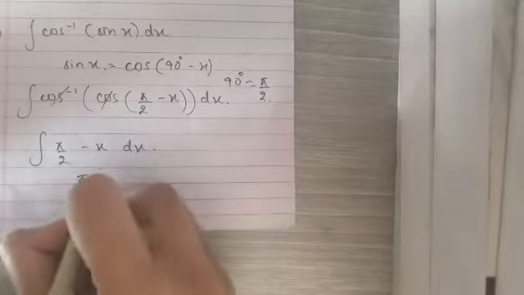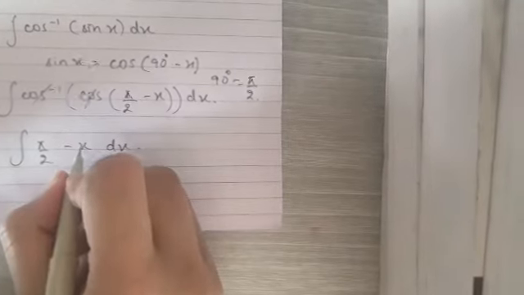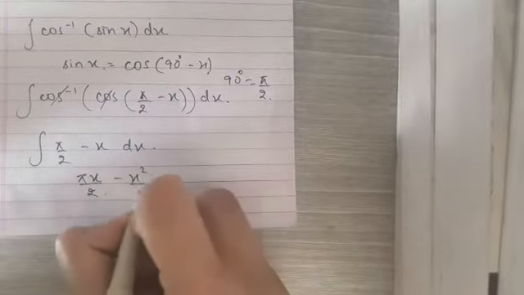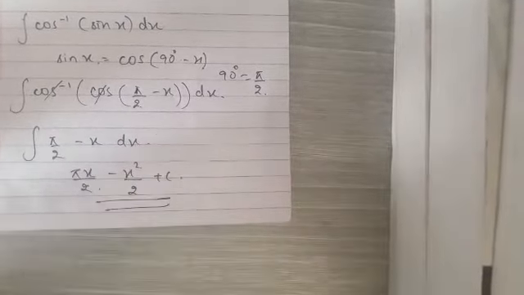So pi x by 2, and the integration of x is x squared by 2 like we just did. So minus x squared by 2 plus c. This is the final answer.